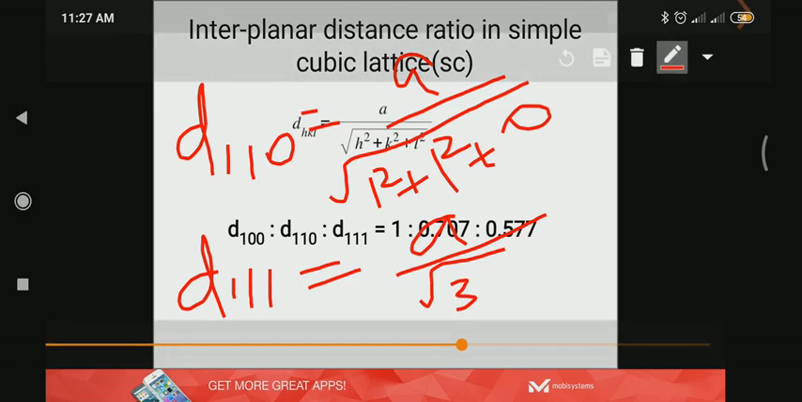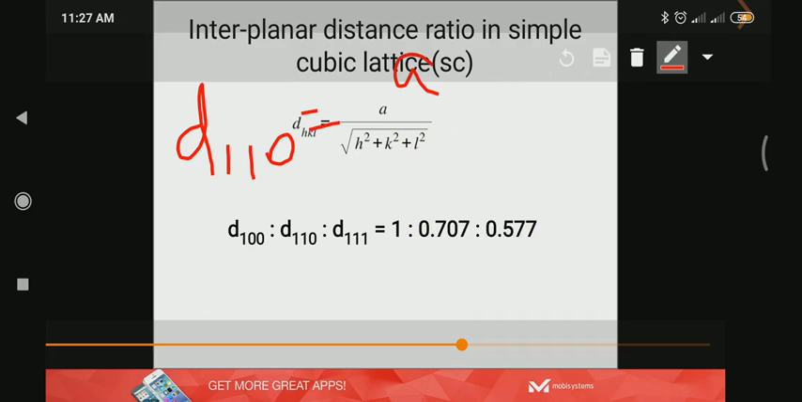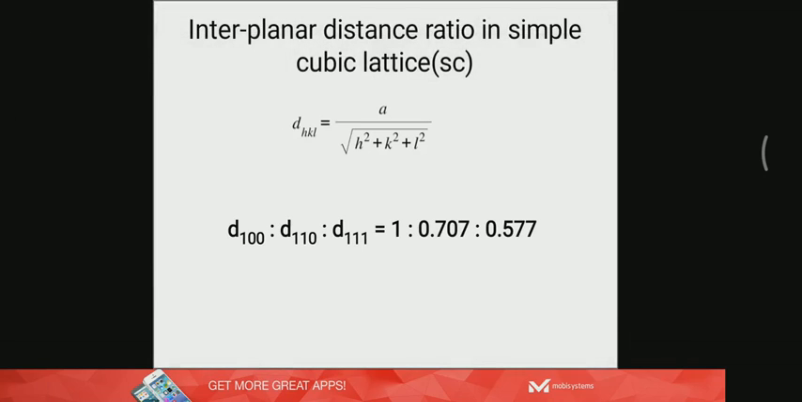Now we can get the ratio of these three values, that is called interplanar distance ratio, which is a characteristic value for each type of lattice. A lattice can be identified using this interplanar distance ratio. So that is written here: d100 is to d110 is to d111. How do you get this value?